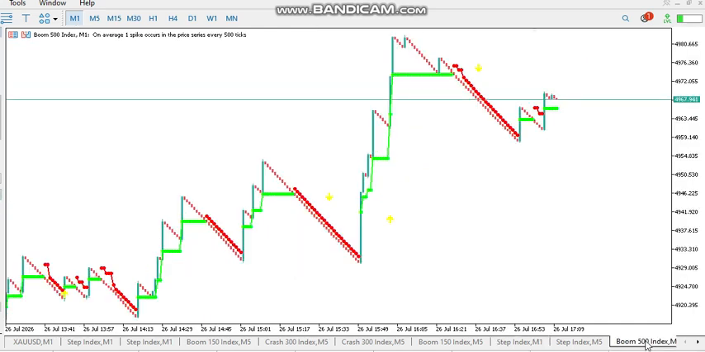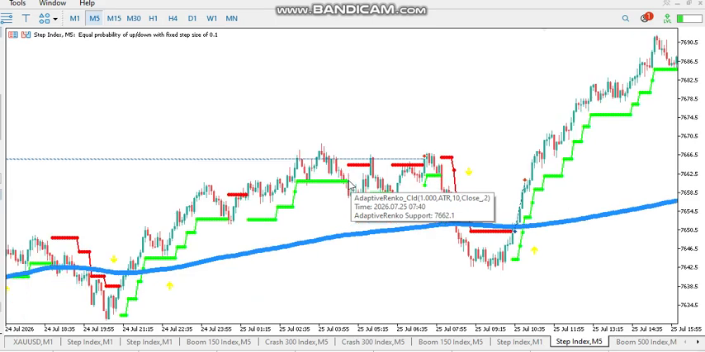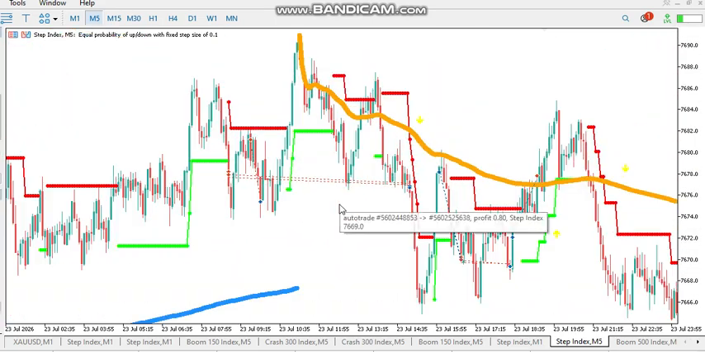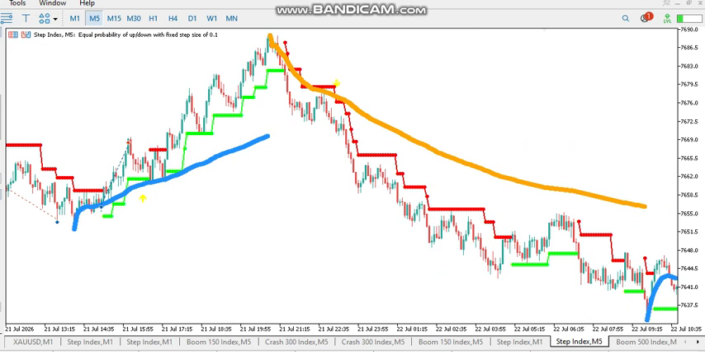It also works on Boom and Crash index. If you want me to make a video on it, you can drop a comment. And also I told you guys that this indicator is one of the best indicators that you can help yourself with, and it works on higher time frames also, if you want to have it on higher time frames.